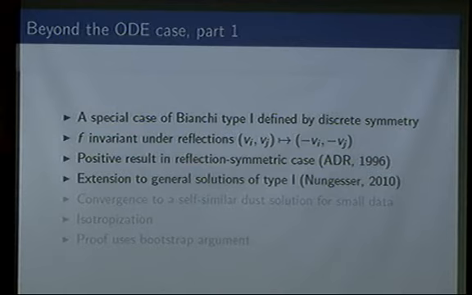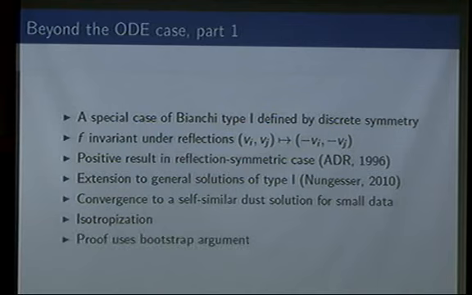The next question you might ask then is, what about general solutions of type 1, which are not necessarily reflection symmetric? And this has been investigated recently by my student, Ernesto Munguia, and he has been able to show that in fact for general solutions of type 1 you also get untilted dust asymptotics. So he showed, well, for small data, he gets convergence to a self-similar dust solution, and he's able to prove isotropization. So basically you get qualitatively the same kind of statements as you had for the case of lambda positive.